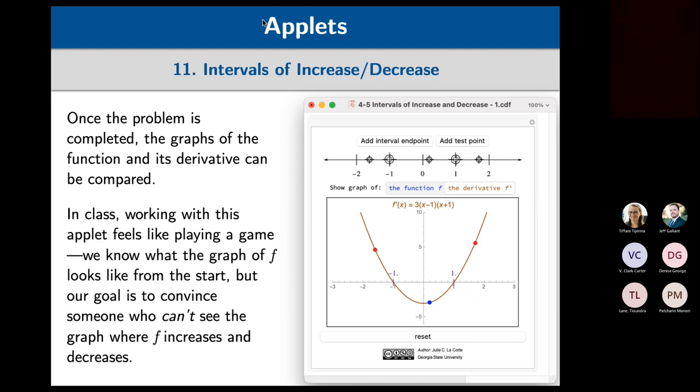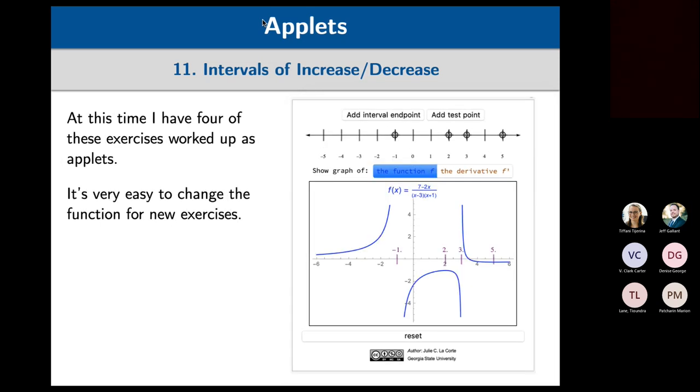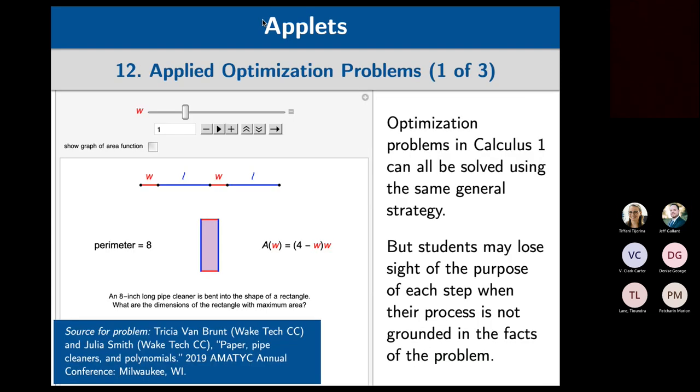We know what the graph of F looks like from the start, but I tell the students, our goal is to convince someone who can't see the graph where the intervals of increase and decrease are using calculus. At this time, I have four of these exercises worked up as applets. It's very easy to change the function for new exercises. Of course, the students are expected to solve these problems by hand, doing all the technical calculations, but I feel this applet really helps cement what the process is, the general strategy for solving these problems.